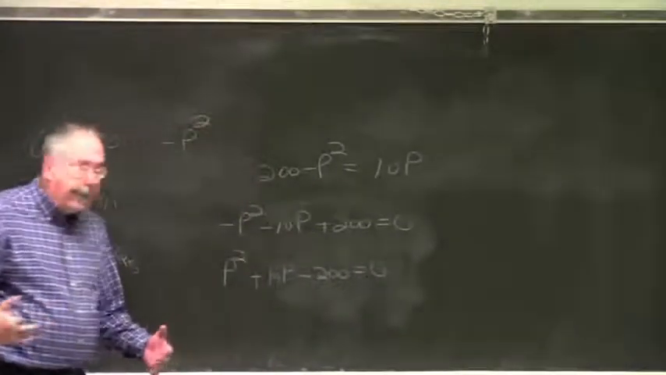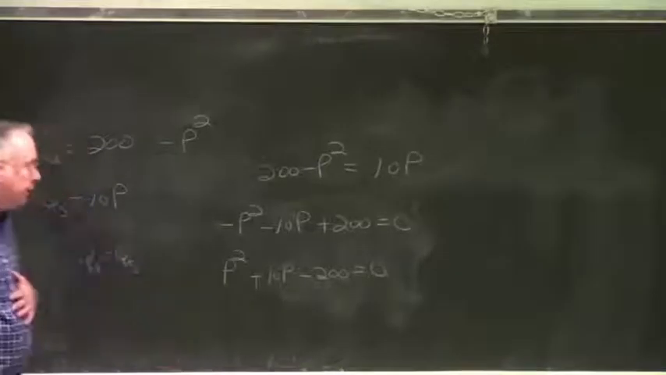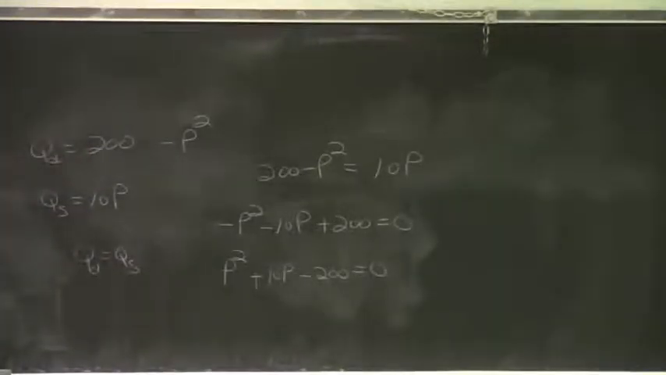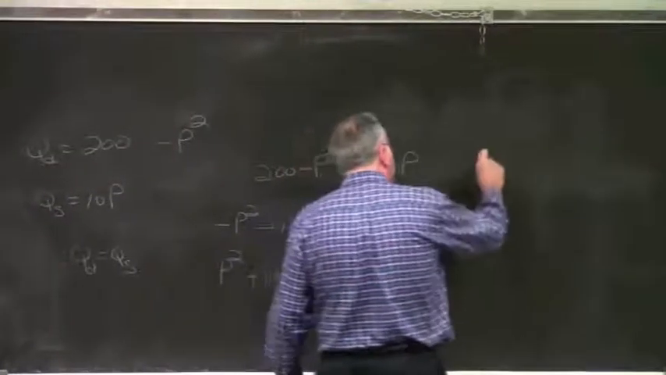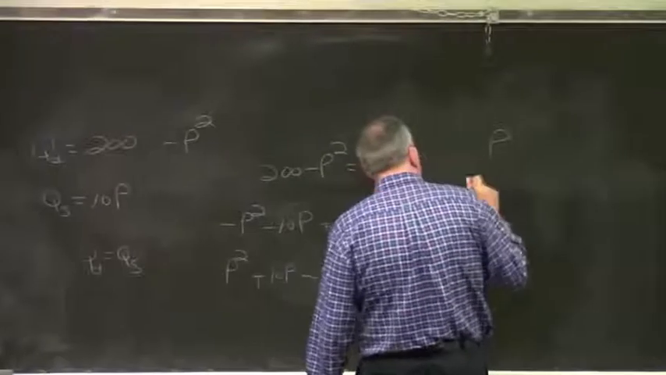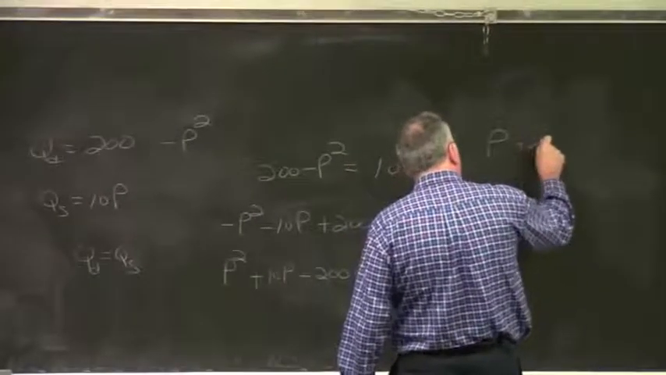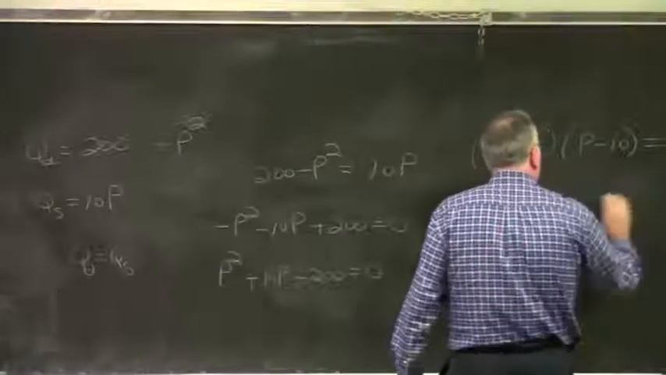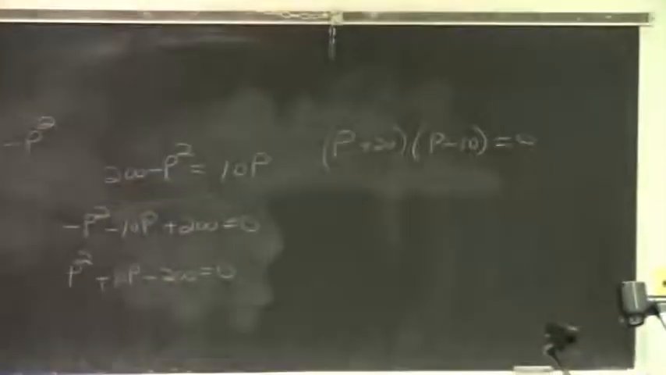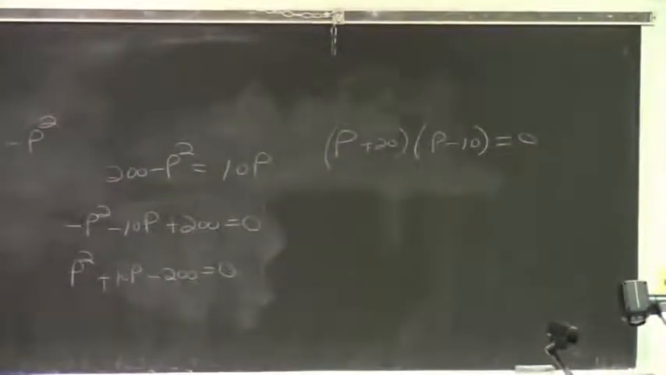Notice minus 0 and 0 are the same. That's why we can multiply through both sides of 0. And then as a final step, in this case, the equation factors. You can see that this factors into two terms, p plus 20 times p minus 10. Whenever you can factor a quadratic equation into two parts, p plus something times p plus something else, then you can see right away what the roots are.